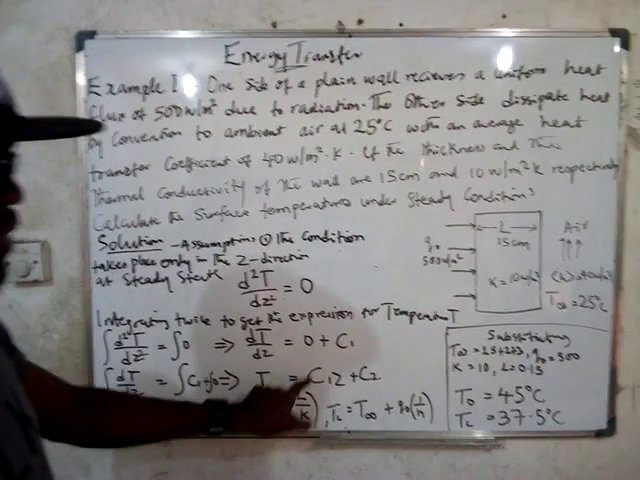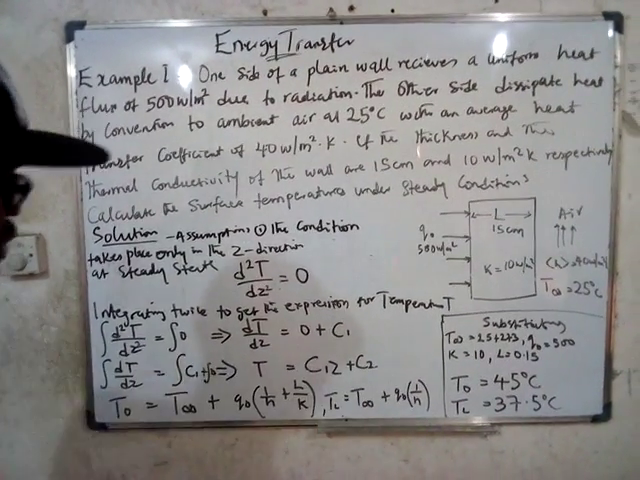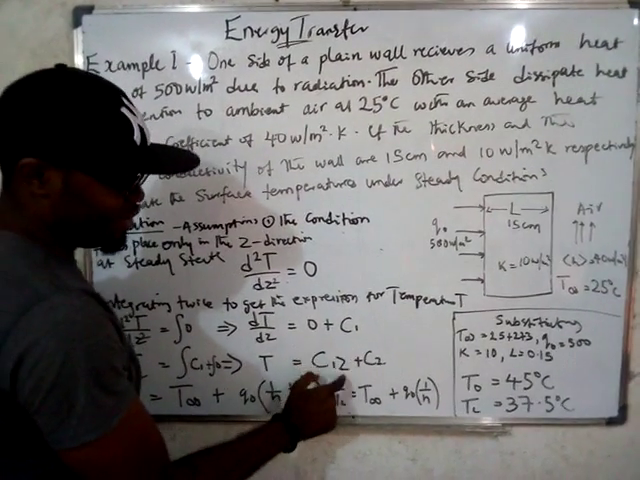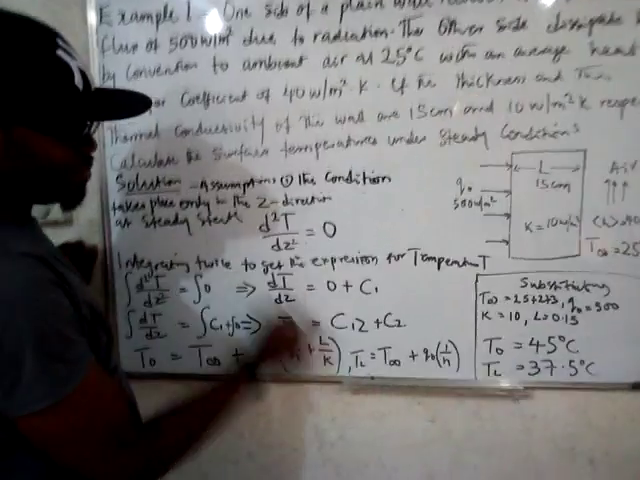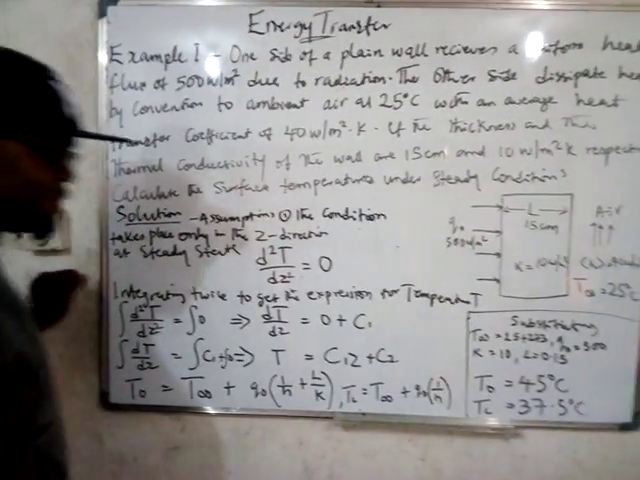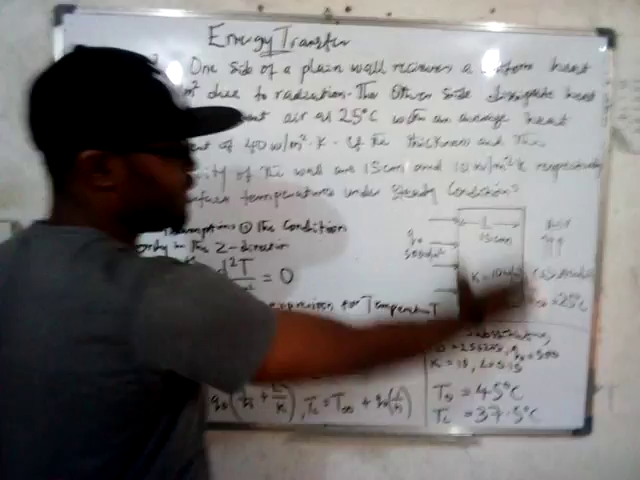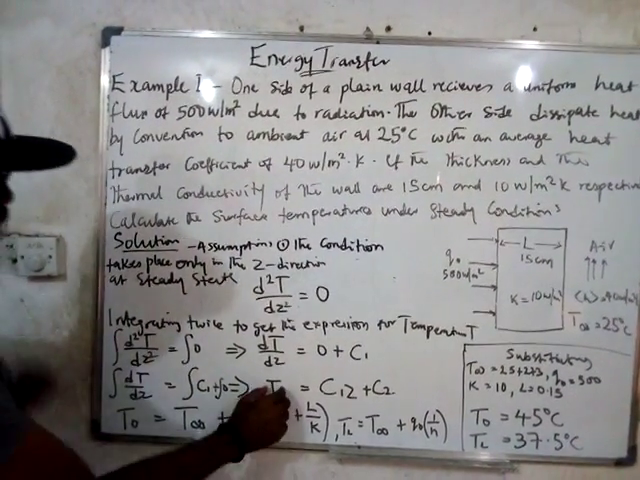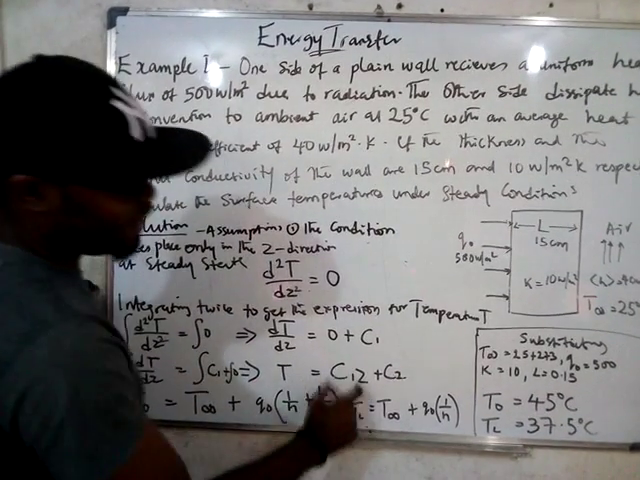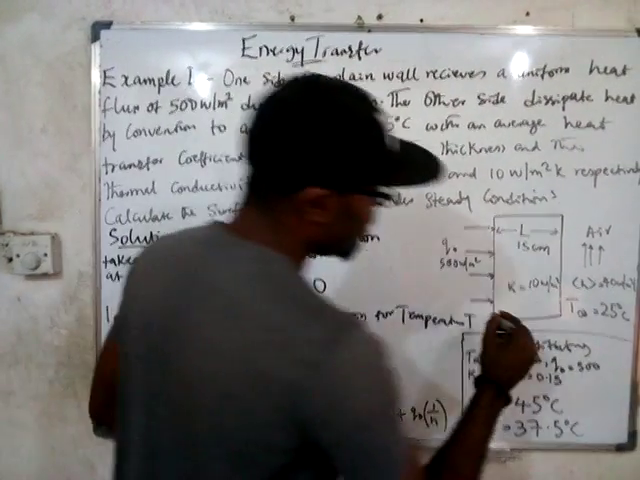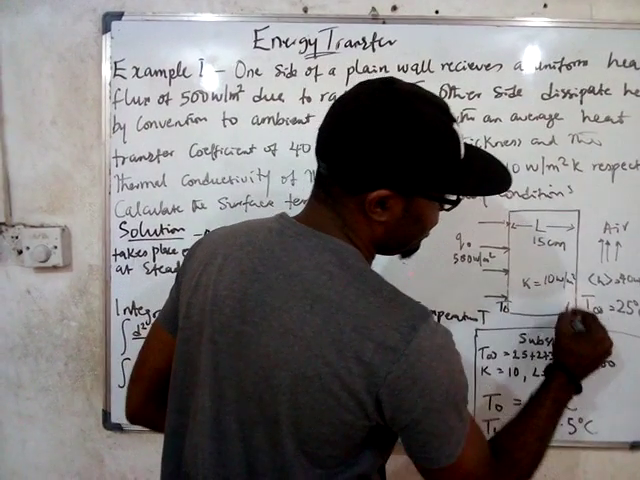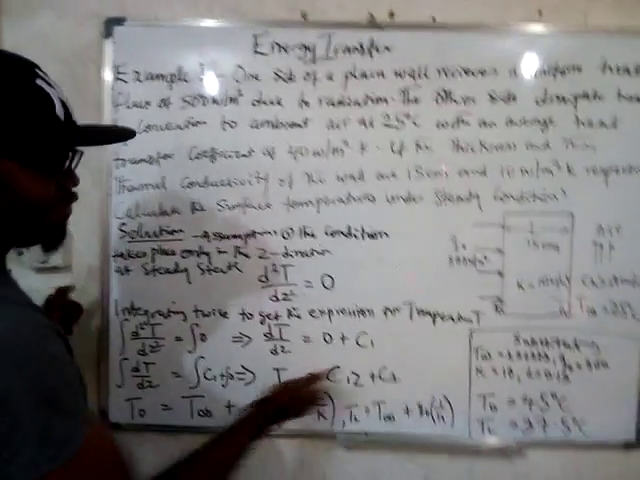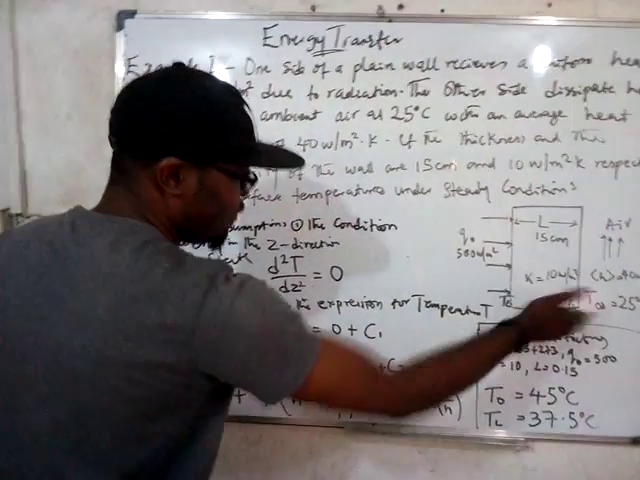T is now equal to C1z plus C2. So when you look at this equation very well, you see temperature is a function of z, whereas this one is just an ordinary constant. So when you're looking at the geometry of the wall, in place of this T, you are told to find the temperature at this surface and at this surface, T0 and TL. And you already know the expression for temperature. So just fix back either of these to get this.